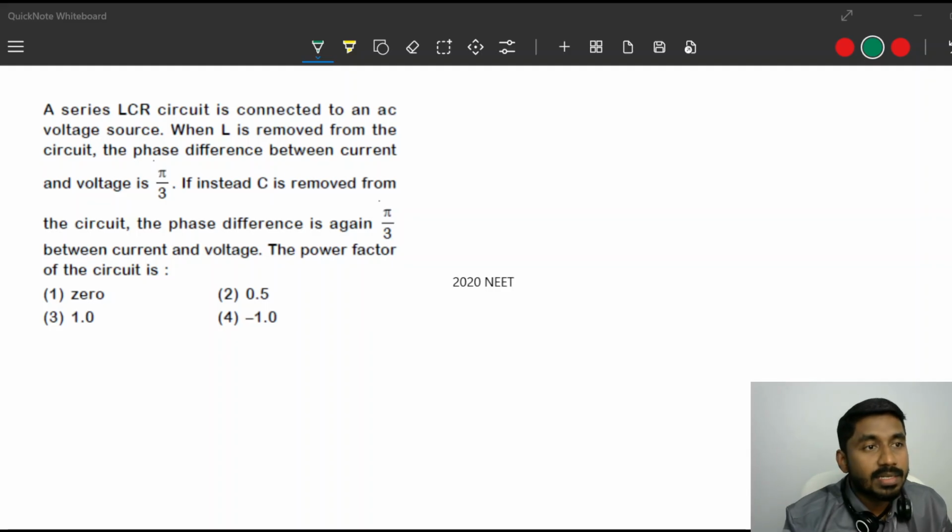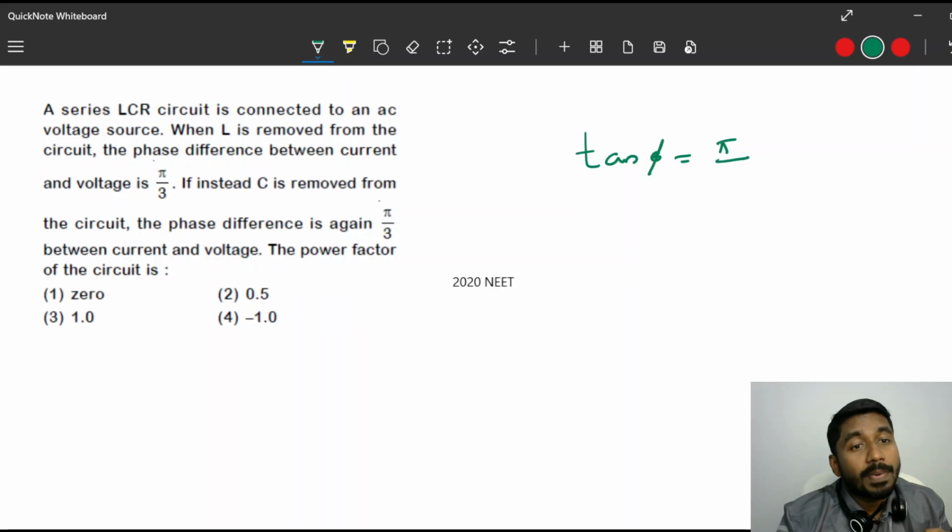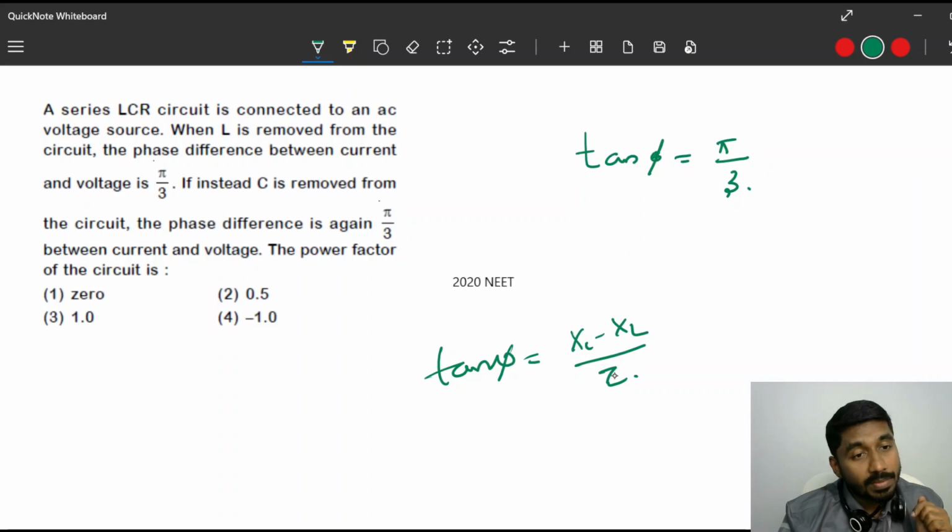A series LCR circuit is connected to an AC voltage source. When L is removed from the circuit, the phase difference between the current and voltage is pi by 3. So what is the phase difference of an RLC circuit? Tan phi, right? So tan phi is equal to pi by 3. Clear? Now, when C is removed from the circuit instead, the phase difference is again pi by 3. So what is tan phi from the equation? It is XC minus XL by Z.